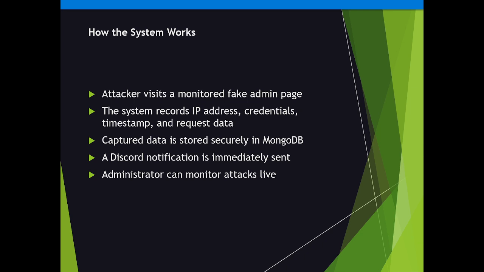How the system works: attackers visit a monitored fake admin page, the common ones like I just mentioned, like /admin or WordPress admin. The system records the IP address, credentials, timestamp, and request data, and the captured data is stored securely on MongoDB. Then a Discord notification is immediately sent using the webhook API that Discord has, which is really instantaneous. Administrators can monitor these live attacks, and they'll get continuous notifications if it keeps happening.